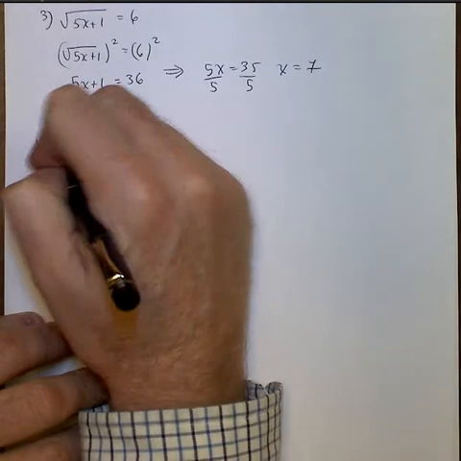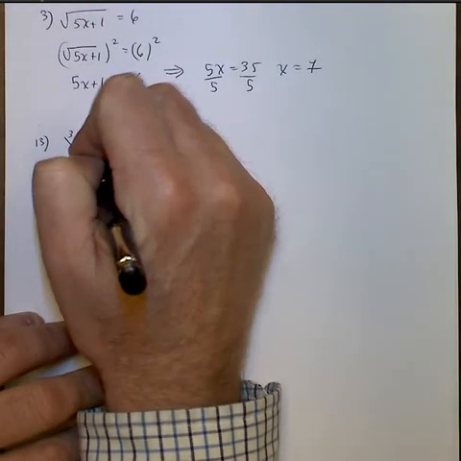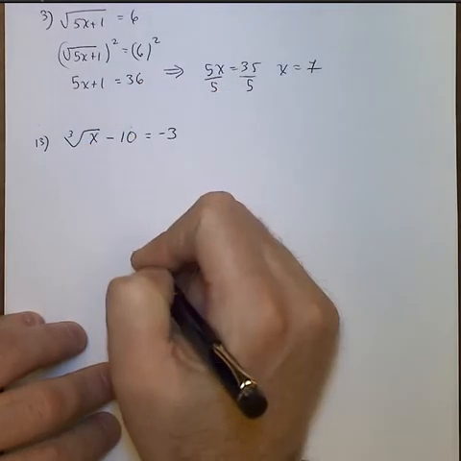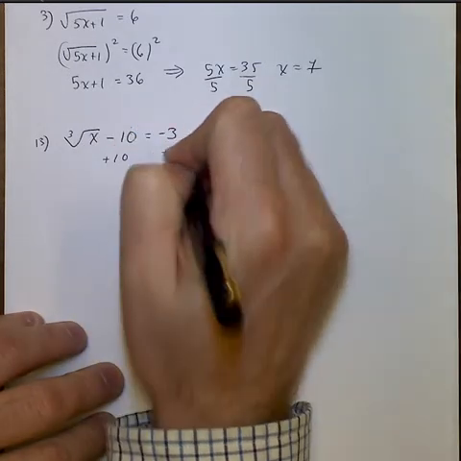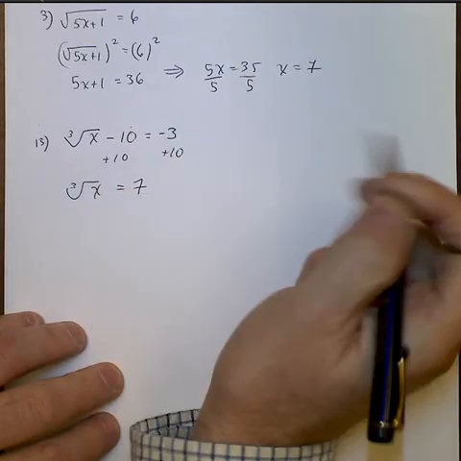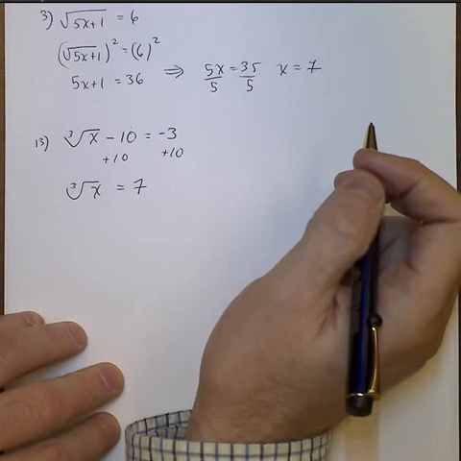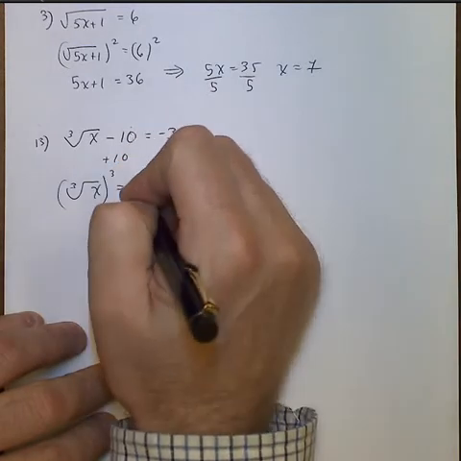Number 13, you're given the cube root of x minus 10 equals negative 3. We want to isolate the radical, so we'll add 10 to both sides to move it over. We get the cube root of x equals 7. We then raise both sides to the power of 3. We cube both sides, because by cubing both sides, we get rid of the radical.